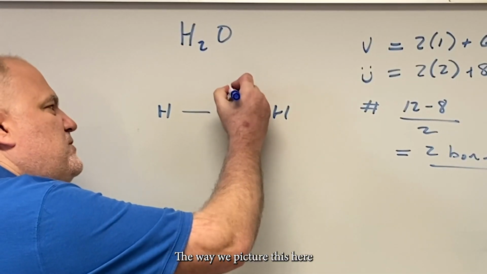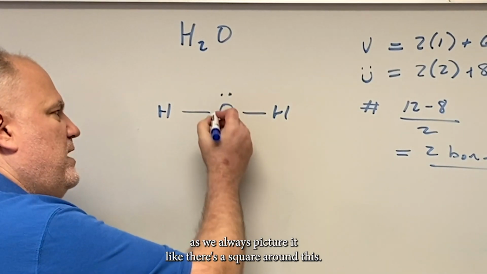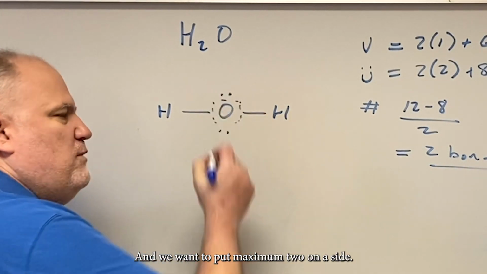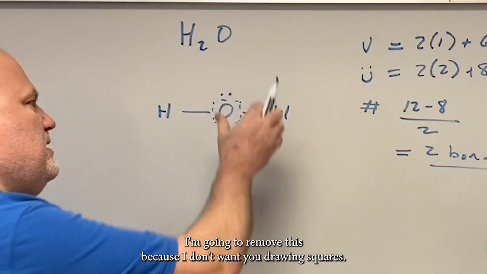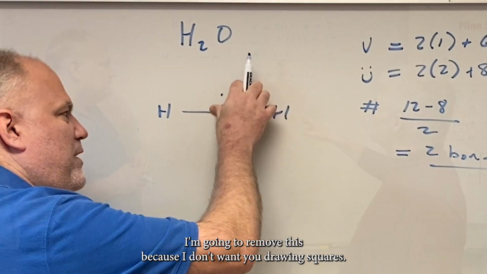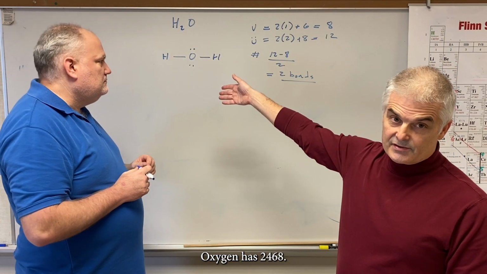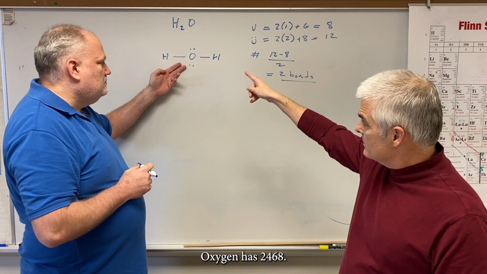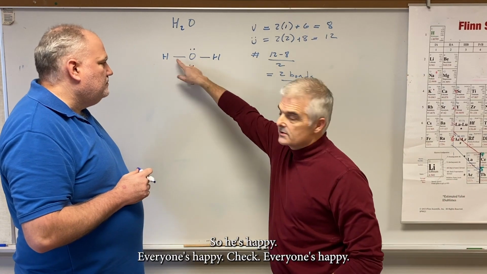Now, the way we picture this here is we always picture it like there's a square around this, and we want to put maximum 2 on a side. Now I'm going to remove this because I don't want you drawing squares. Let's check the oxygen. Oxygen has 2, 4, 6, 8, right? Yep. 2, 4, 6, 8. So he's happy. Everyone's happy.